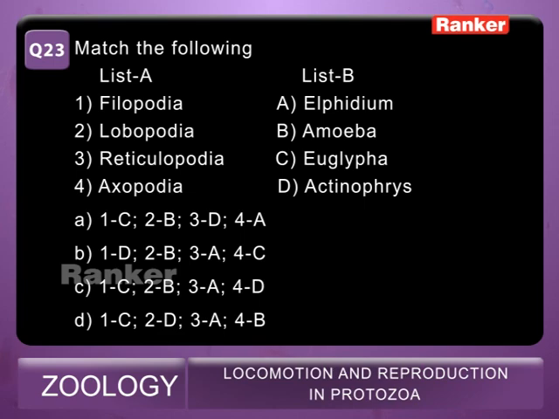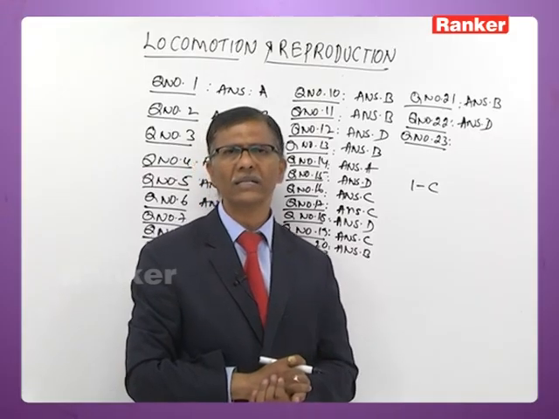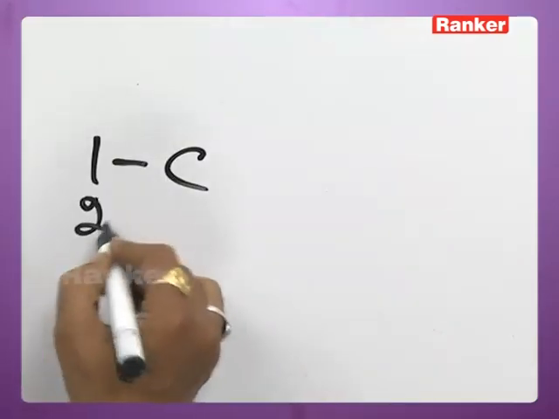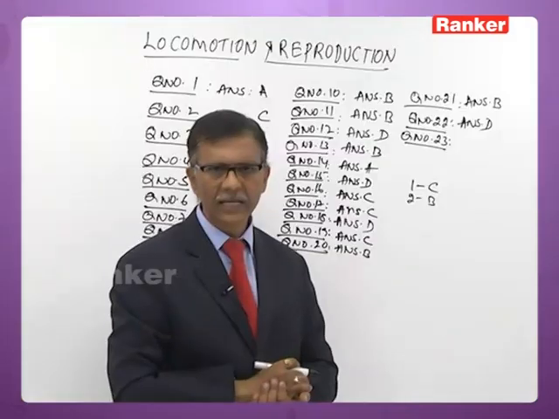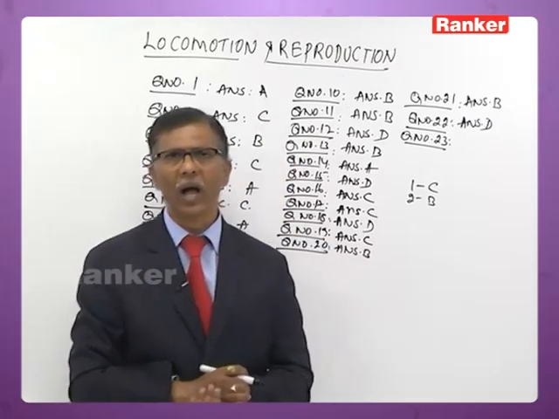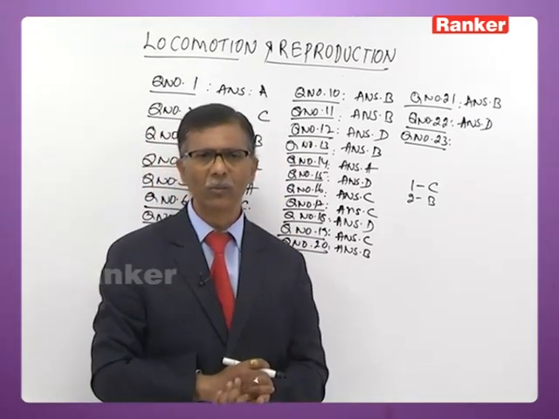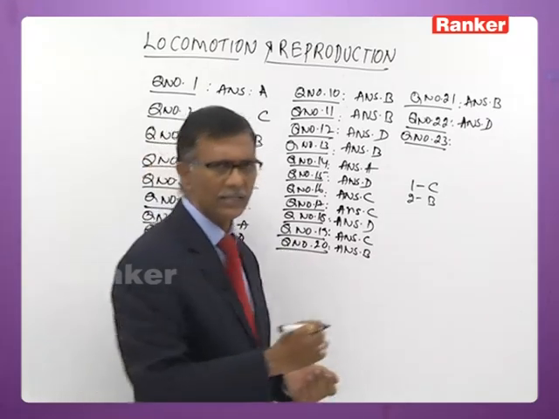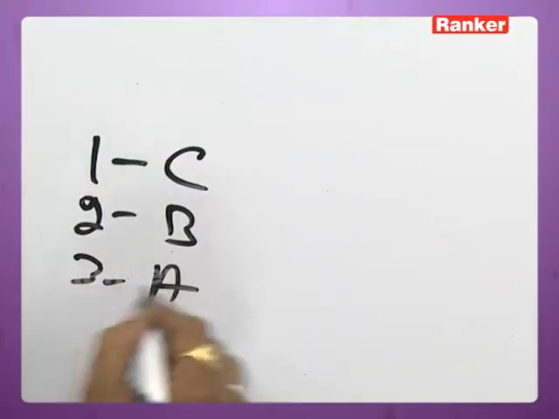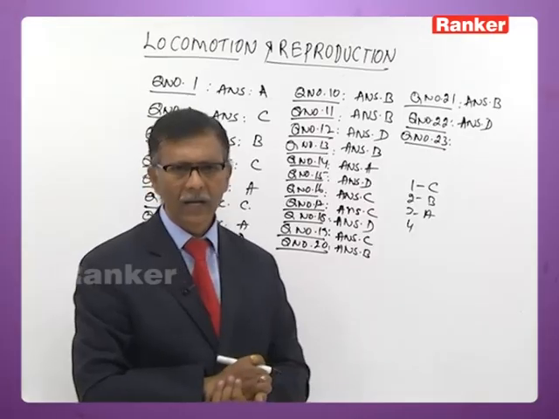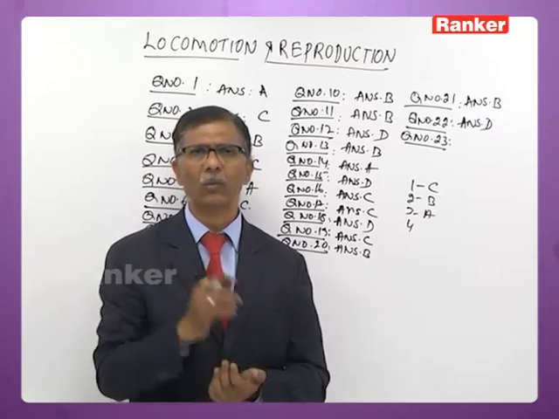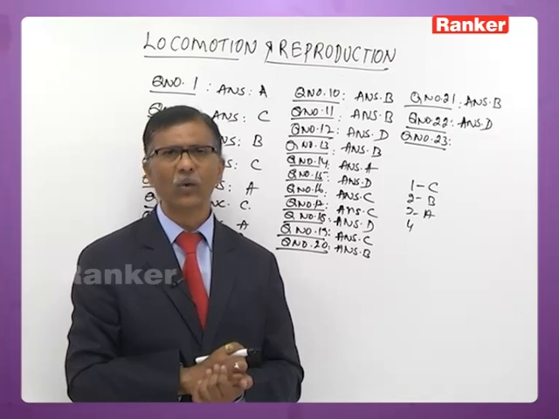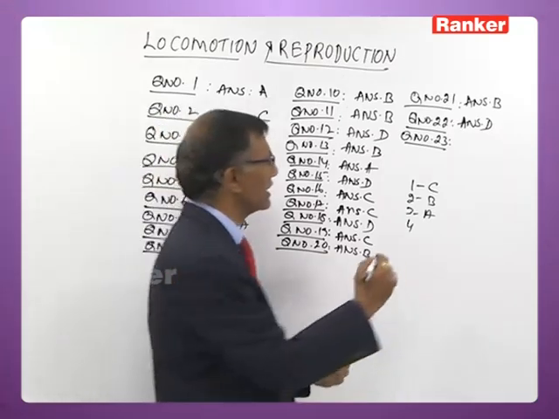So 1C. Then you have 2, lobopodia. Lobopodia are present in rhizopods like Entamoeba and Amoeba. So 2 is option B. Then 3, reticulopodia. Reticulopodia or myxopodia or rhizopodia are present in Globigerina and Elphidium. So third one is A. Then fourth one, axopodia. Axopodia or actinopodia are the stiff lobe pseudopodia. They are present in sun animalcules like Actinophrys and Actinosphaerium. So fourth option is D.